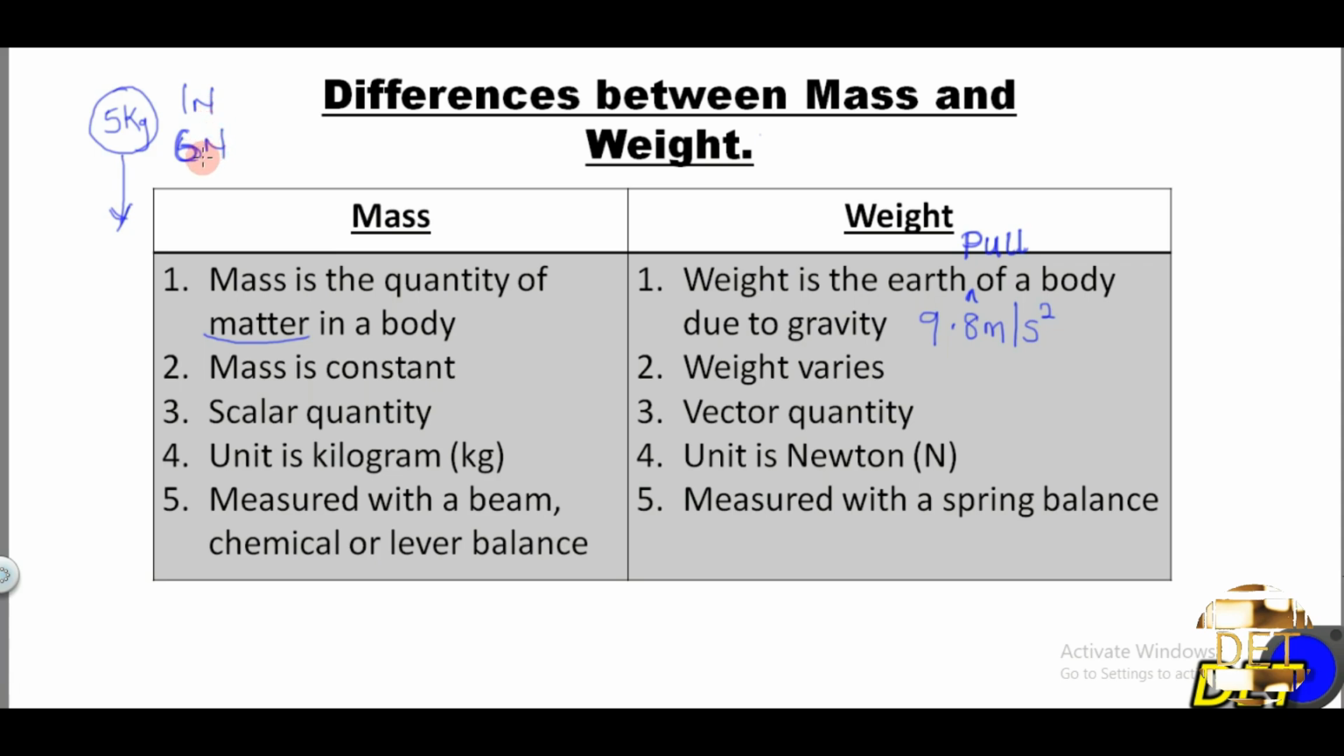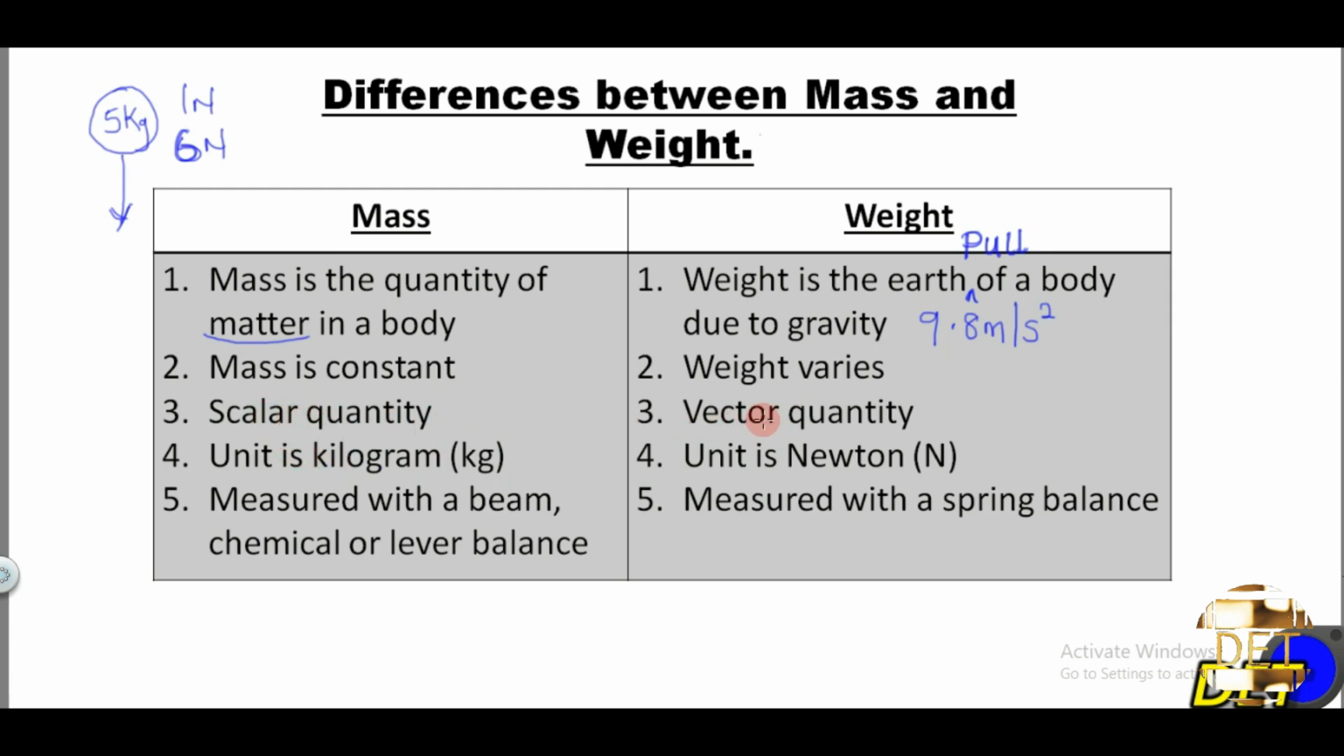So weight varies. Your weight in Nigeria might be different from your weight in America due to the position on the earth. So one important difference between mass and weight is that mass is constant, weight varies, weight changes. Your weight on earth may be different from your weight when you travel to space. So another difference between mass and weight is that mass is a scalar quantity, weight is a vector quantity.